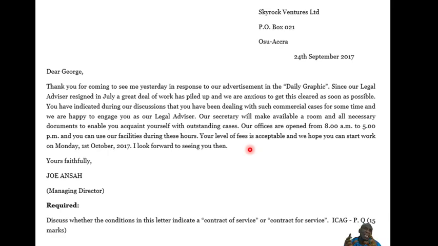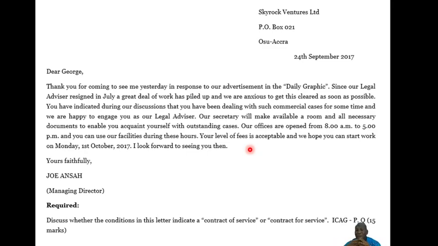Now, the employer is also not going to direct him as to how he will go about handling the cases. So he is not controlled in the manner of work. So the marking scheme requires that if you are able to identify that it is a contract for service as opposed to a contract of service, because there is an agent and principal relationship as opposed to master and servant, you get 3 marks for that.